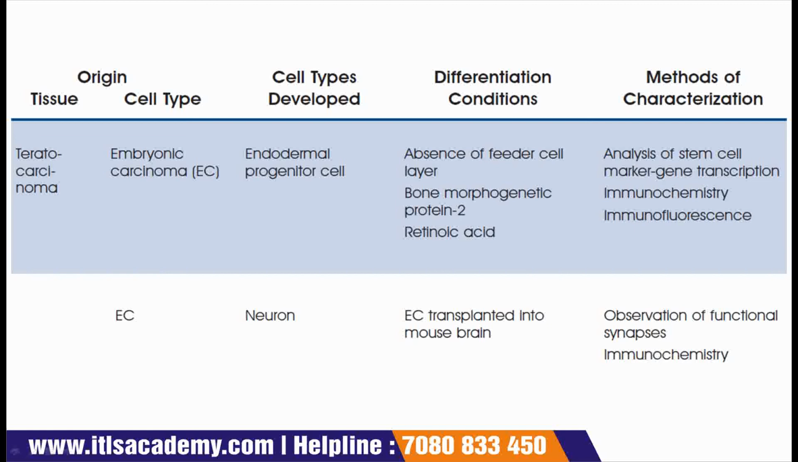Next, the cell is embryonic carcinoma cell. It will develop into neuron. For embryonic carcinoma cell to become a neuron, the condition is embryonic carcinoma transplanted into mouse brain. Method of characterization is observation of functional synapse and immunochemistry.